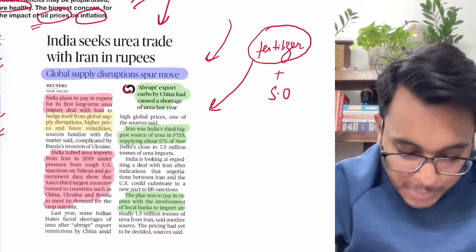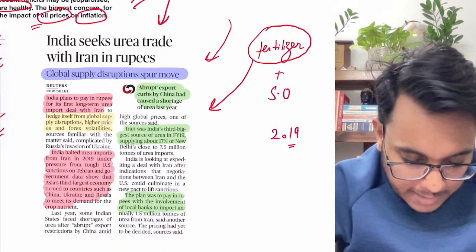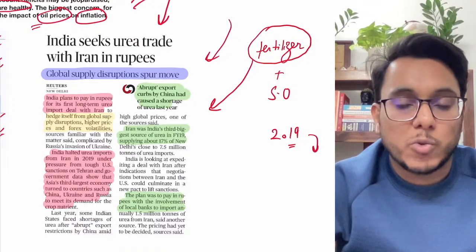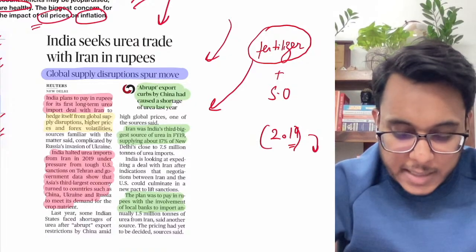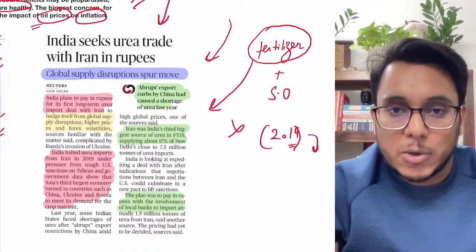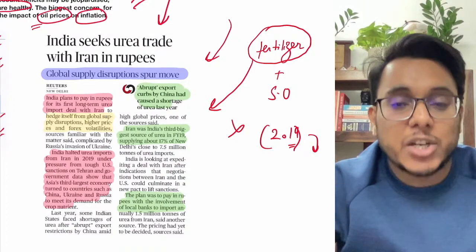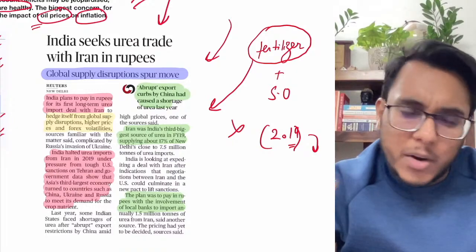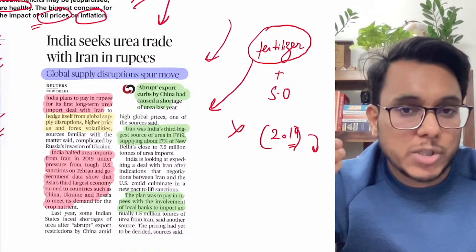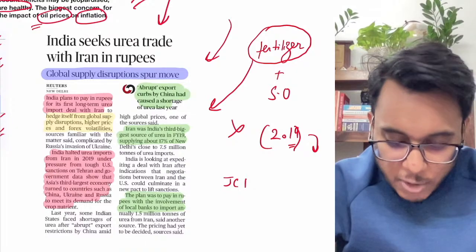Earlier, guys, before 2019 we were importing a lot of urea from Iran, but after 2019 we suspended the urea import from Iran because of the USA's pressure that was there. You might have already seen many times that there was the Joint Comprehensive Plan of Action.